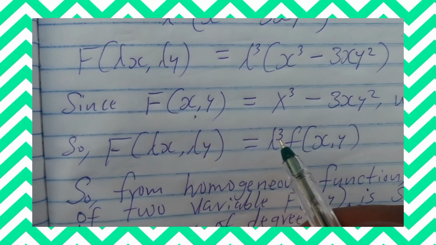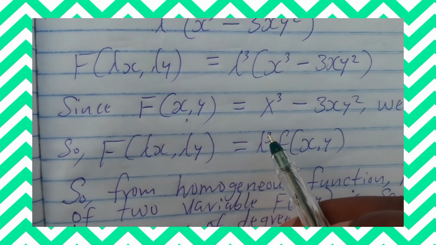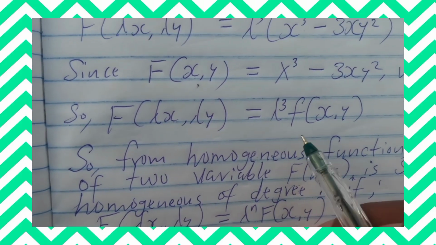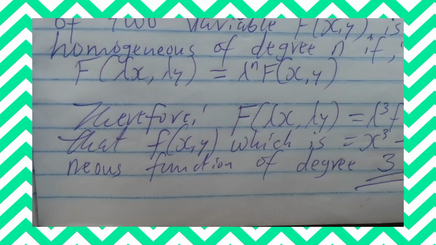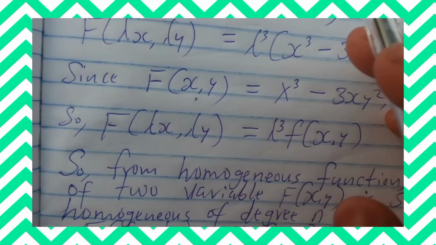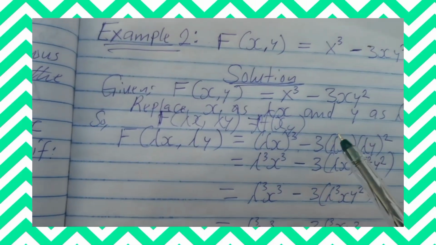And we always get the degree of the homogeneous function from this lambda power, which is our n. So our n now, which is our degree, becomes what? It is 3. So our lambda here has a degree of 3. That is, this expression is of degree 3, and this homogeneous function is of degree 3.